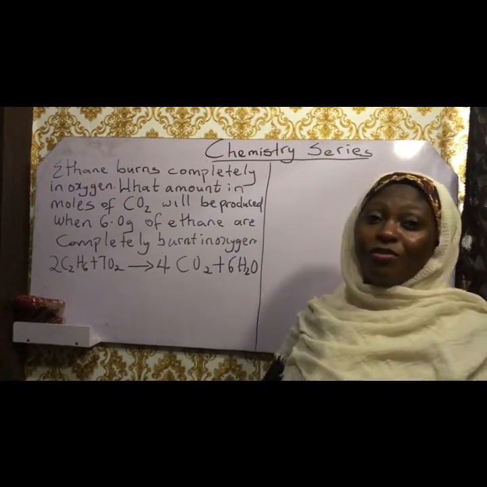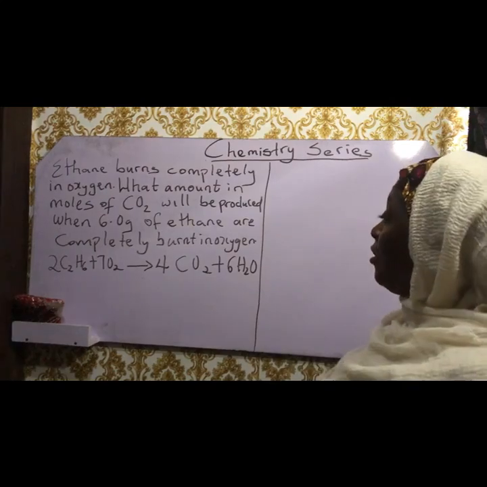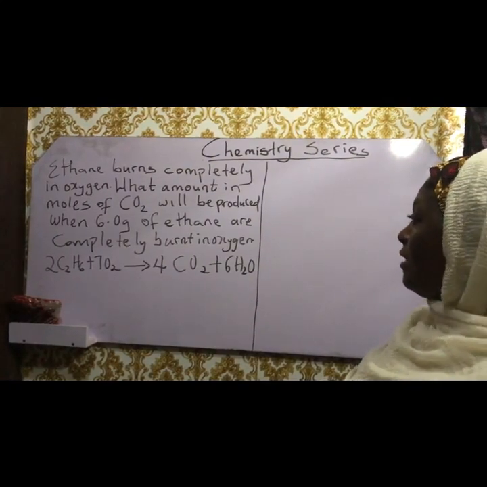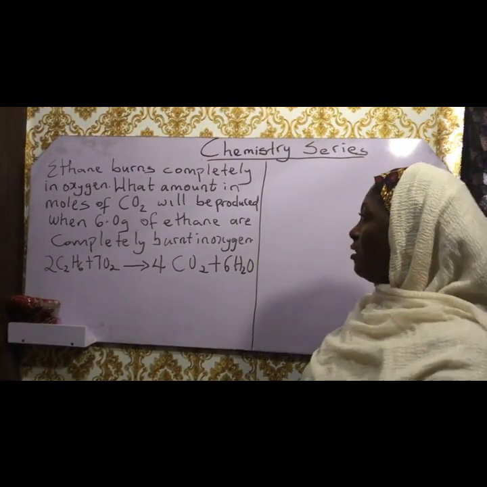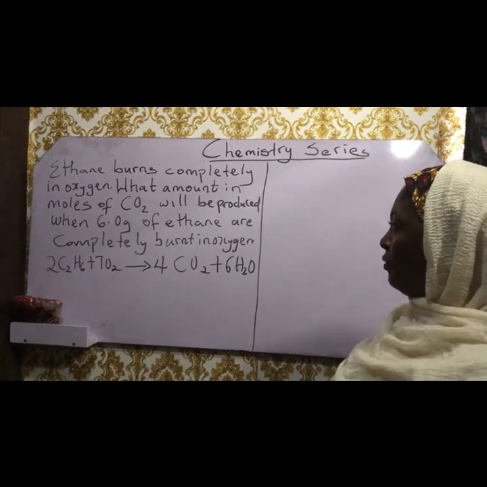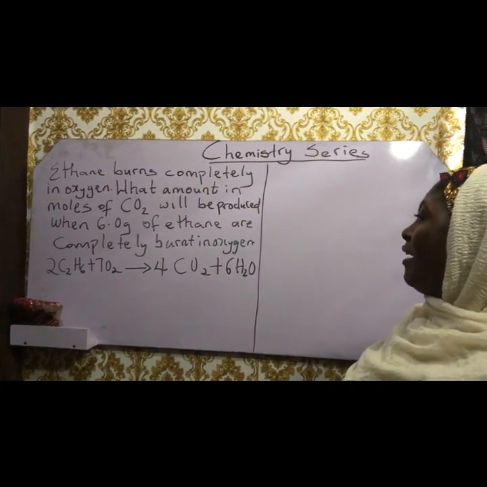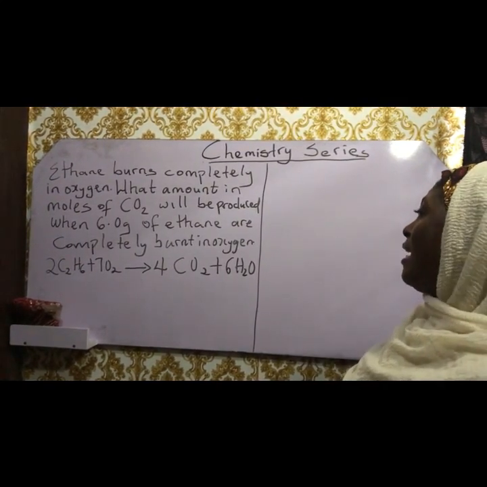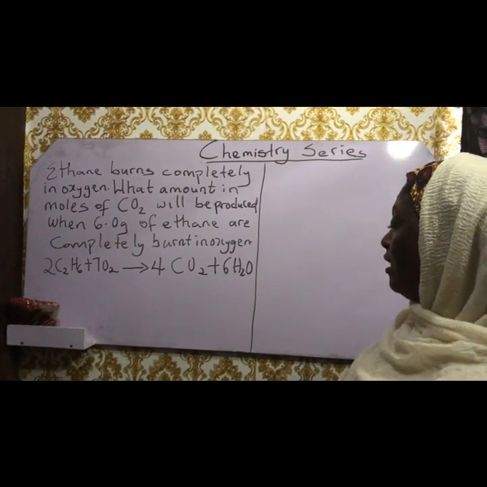Still on stoichiometry of reaction. Let's take a look at what we have on the board. Ethane burns completely in oxygen. What amount in moles of carbon dioxide will be produced when 6 grams of ethane are completely burned in oxygen?